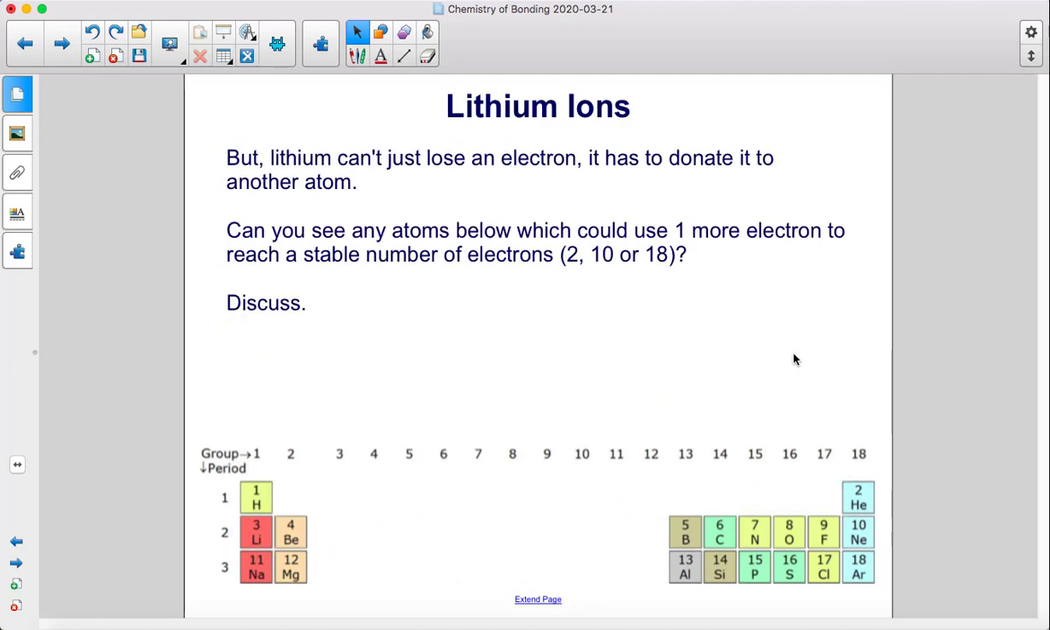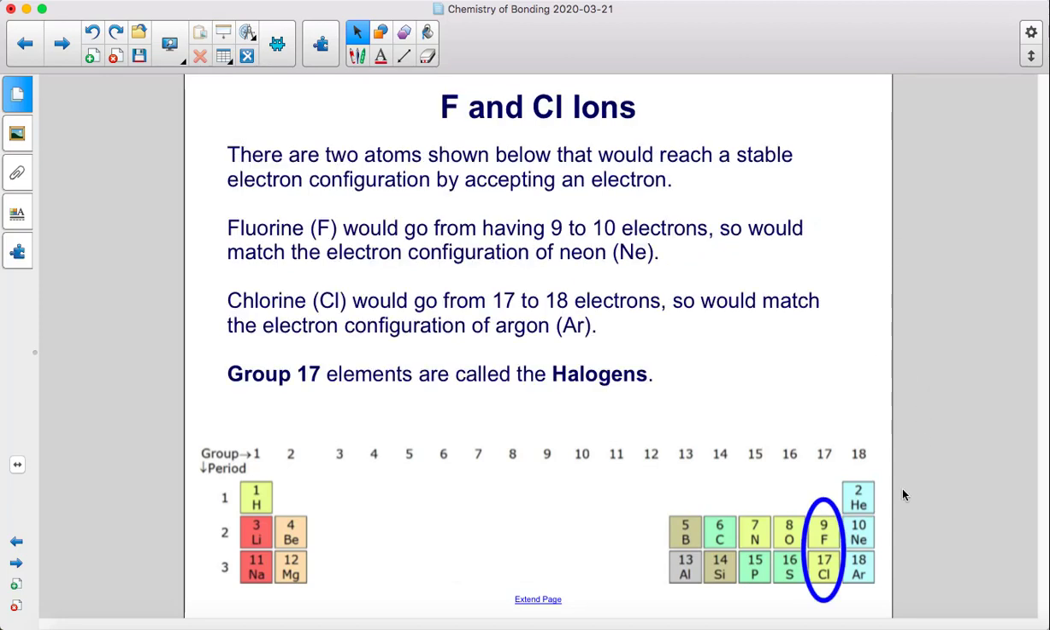But lithium can't just lose an electron, it has to donate it to another atom. Can you see any atoms below which could use 1 more electron to reach a stable number of electrons, 2, 10, or 18? Discuss. There are 2 atoms shown below that would reach a stable electron configuration by accepting an electron. Fluorine would go from having 9 to 10 electrons, so would match the electron configuration of neon. Chlorine would go from 17 to 18 electrons, so would match the electron configuration of argon. Group 17 elements are called the halogens.